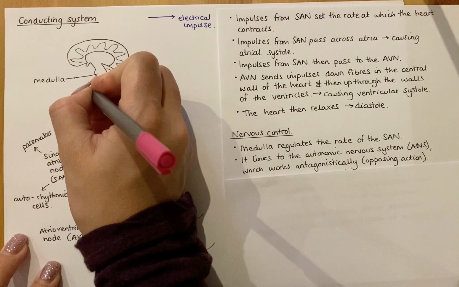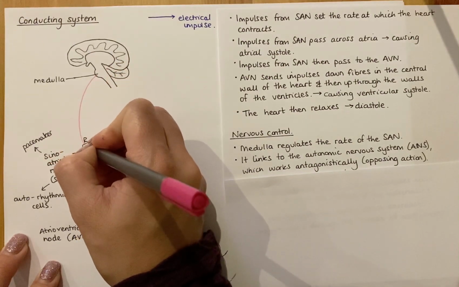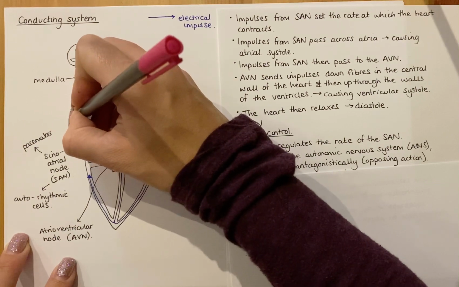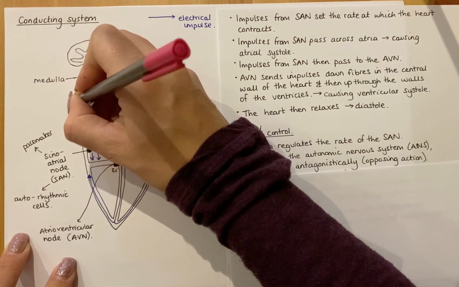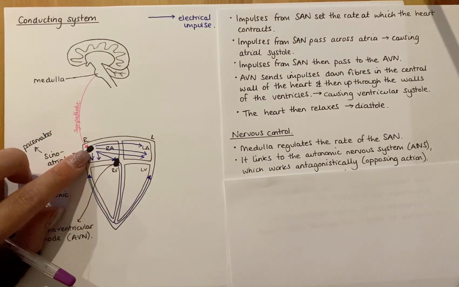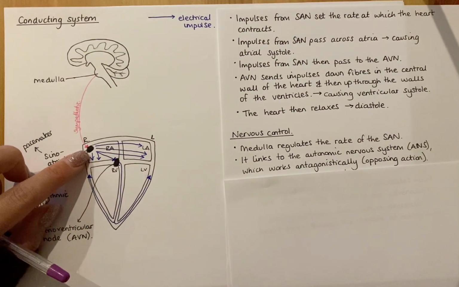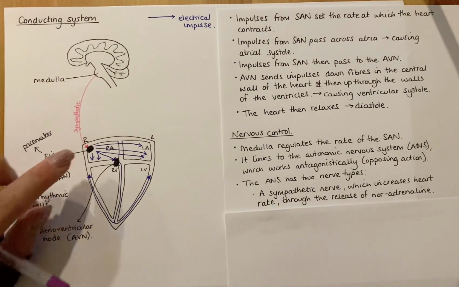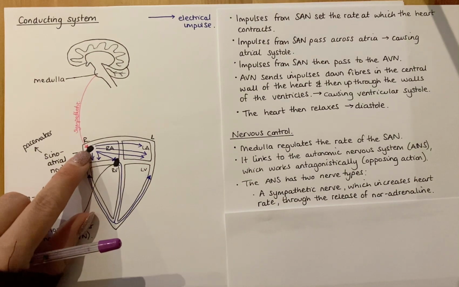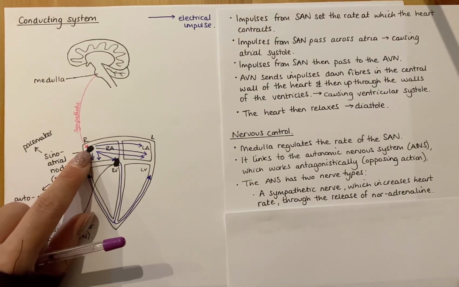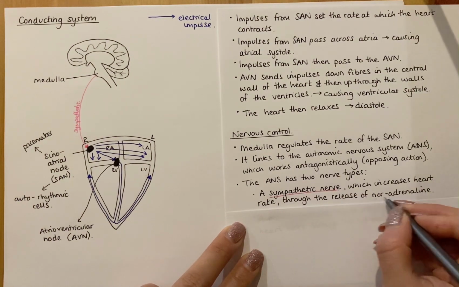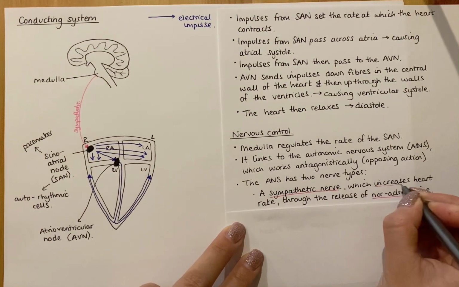So one nerve, which is your sympathetic nerve, will speed up the heart rate by causing the SAN to send more impulses over a period of time. It does that by producing something called noradrenaline, a neurotransmitter that the nerve produces that causes the SAN to pulse more in terms of electrical impulses. So your sympathetic nerve produces noradrenaline, which increases the rate.